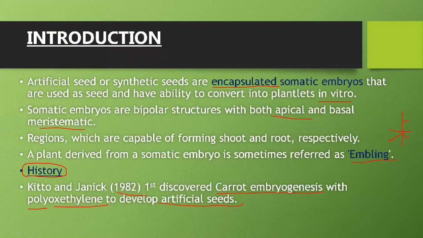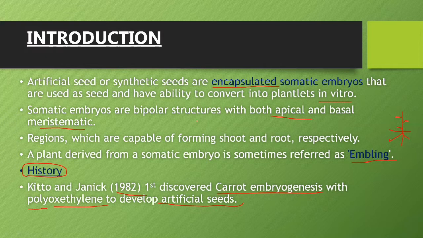Introduction. Artificial seeds or synthetic seeds are encapsulated somatic embryos that are used as seeds and have the ability to convert into plantlets in vitro. So as we know, somatic embryos themselves can convert into plantlets, but if we encapsulate these somatic embryos, then they are called artificial seeds.